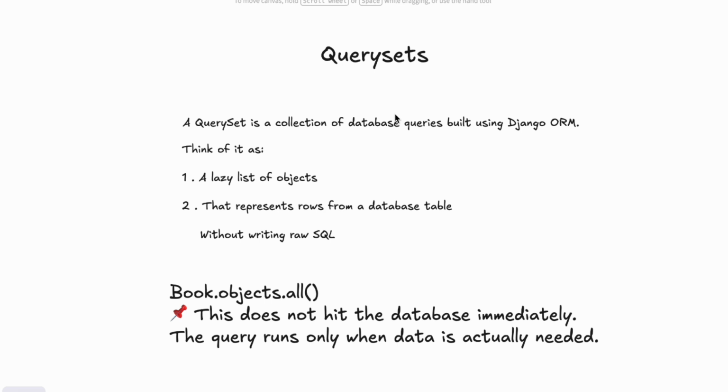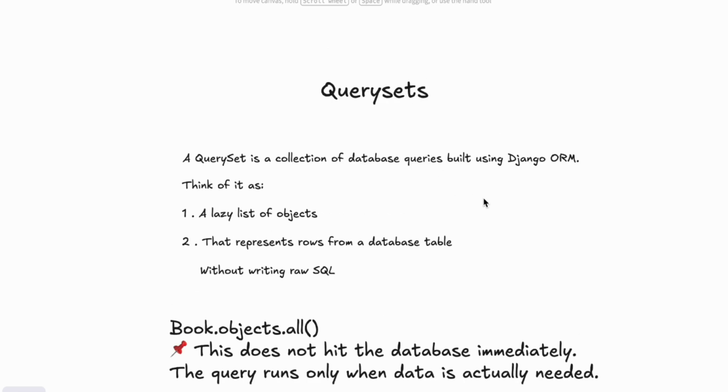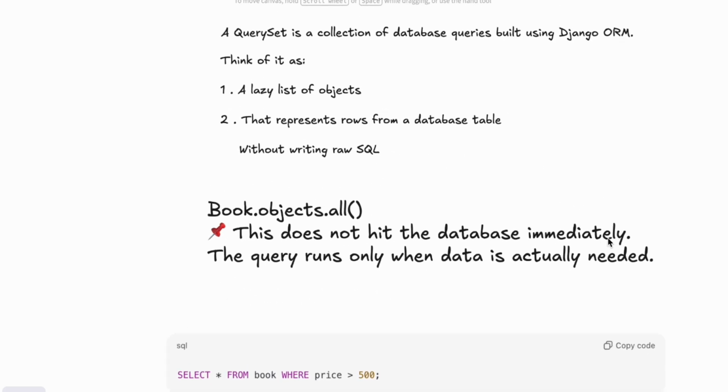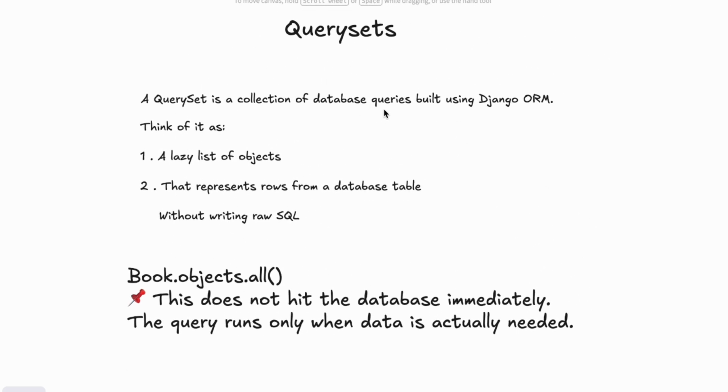So let's start. First of all, we need to know what a query set is. As I have written here, a query set is a collection of database queries built using Django ORM. Query set is nothing but a collection of the queries that we are going to hit on the database, written in the form of ORM. This is the ORM API that we write, and Book.objects.all represents a query set.